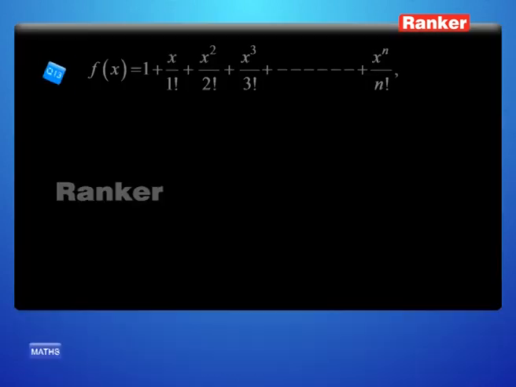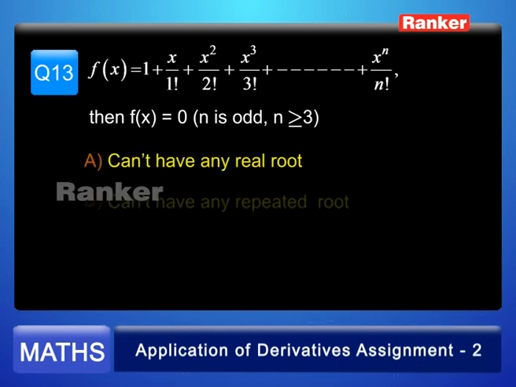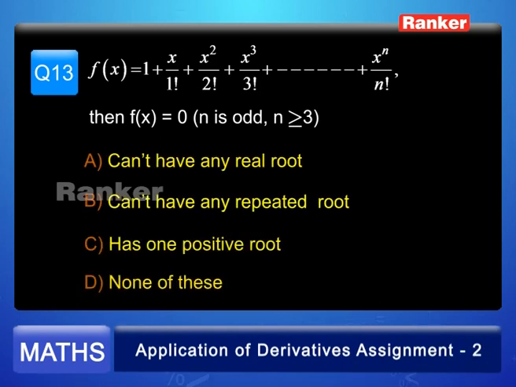Next question. f of x is equal to 1 plus x by 1 factorial plus x square by 2 factorial plus x cube by 3 factorial, and so on up to x power n by n factorial. Then f of x is equal to 0, where n is odd and greater than or equal to 3. Option A, cannot have any real root. Option B, cannot have any repeated root. Option C, has one positive root, and option D, none of these.